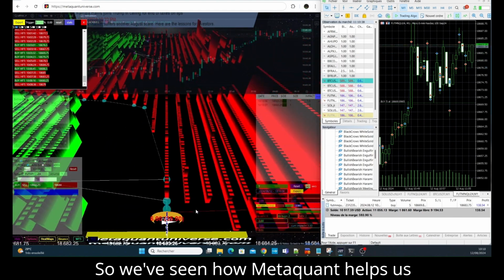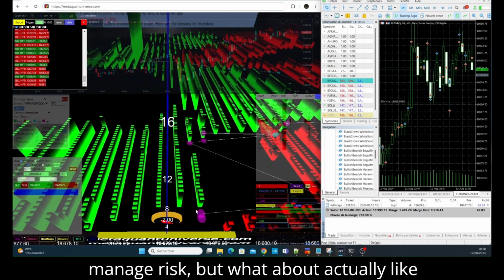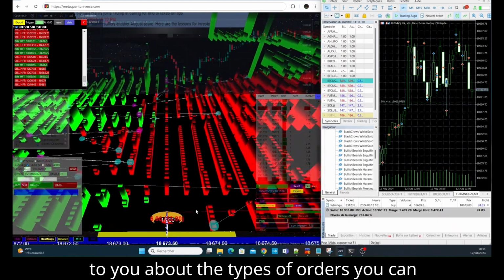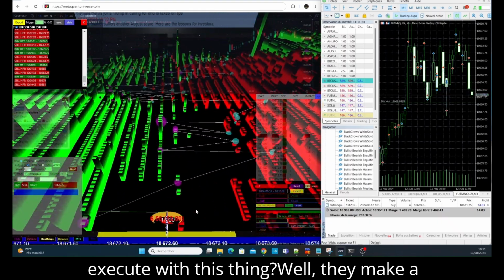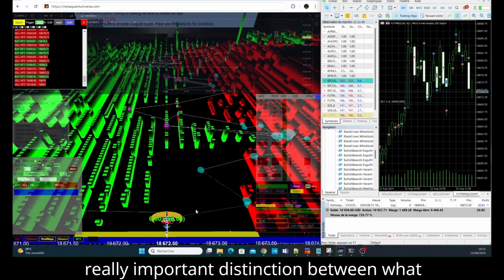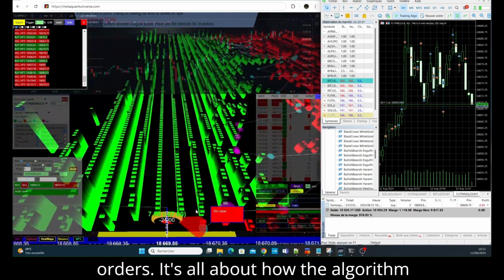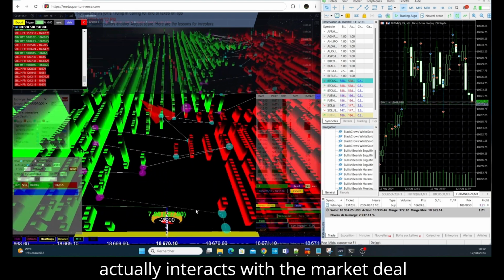So we've seen how MetaQuant helps us manage risk, but what about actually getting into the market? What jumped out to you about the types of orders you can execute with this thing? Well, they make a really important distinction between what they call deal order types and pending orders. It's all about how the algorithm actually interacts with the market.